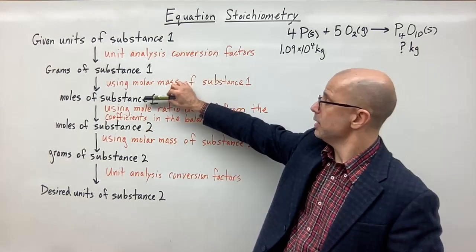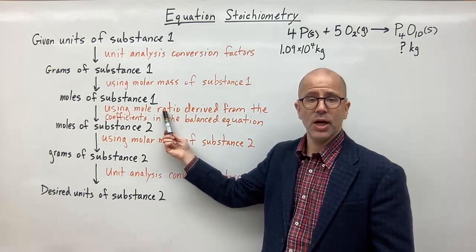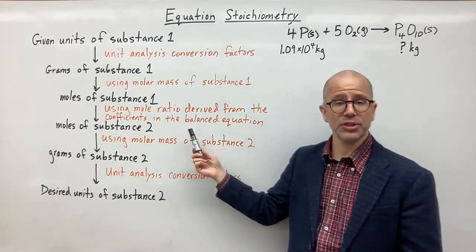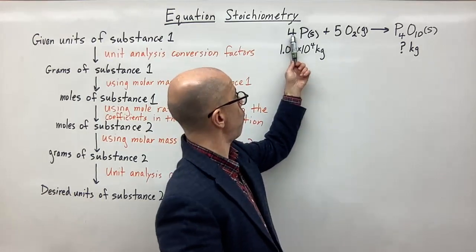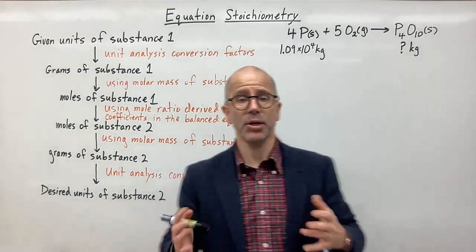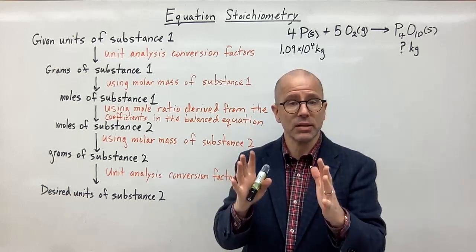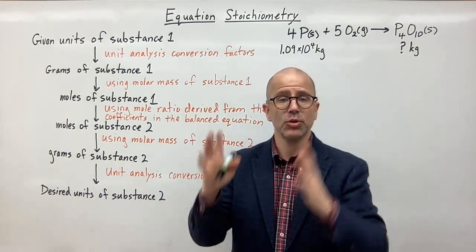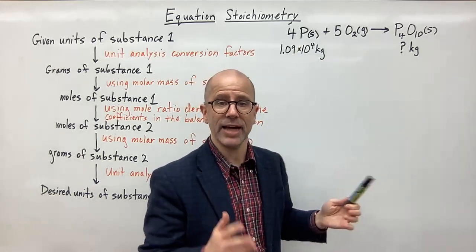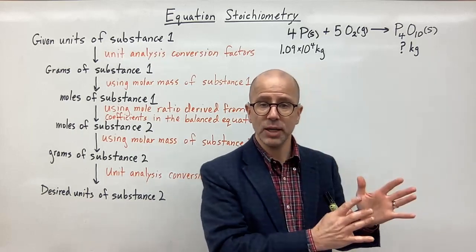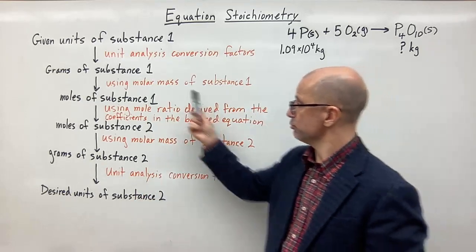Now, to convert from moles of substance 1 to moles of substance 2, I'm going to use the mole ratio that was derived from the coefficients in the balanced equation. So again, the coefficients in the balanced equation, 4, 5, 1, I'm going to use whatever the coefficients are for the substances I'm converting between, right? Substance 1, substance 2, whatever they are. So I'm going to go to my balanced equation, and I'm going to get that mole ratio. I'm going to use that as a conversion factor to convert from one substance in moles to the other substance in moles. So that's step 2.